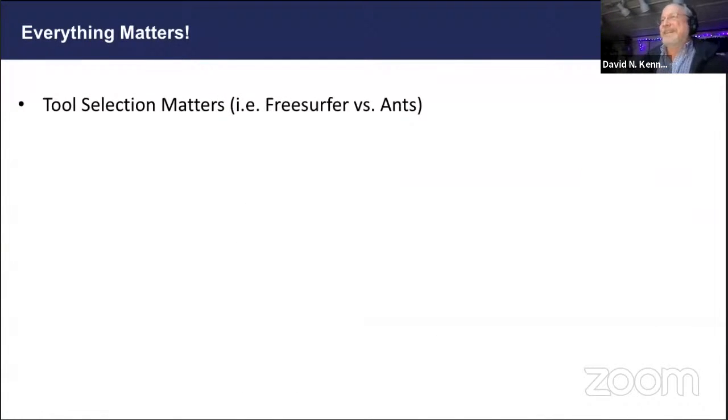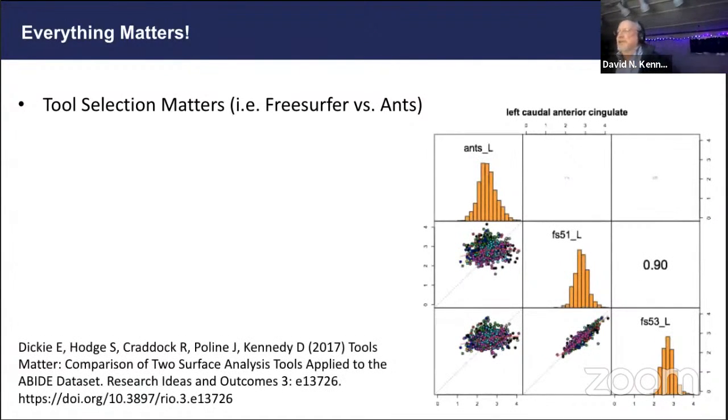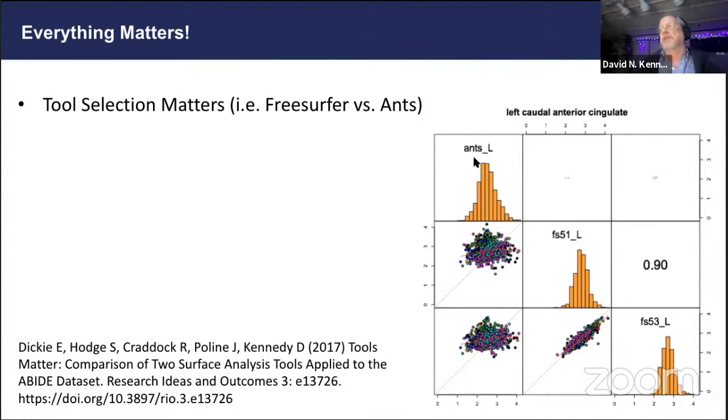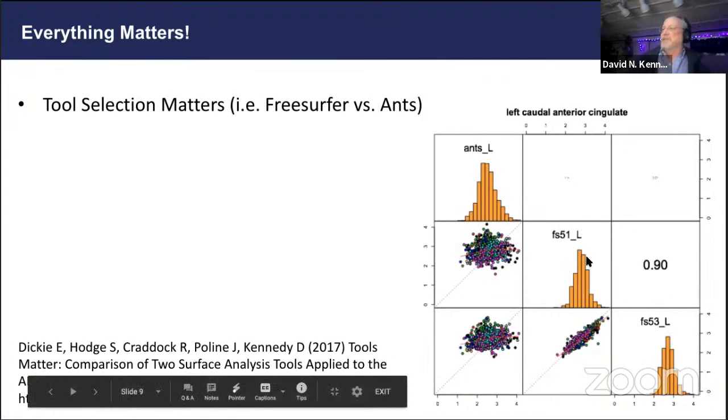So the next in line in the everything matters rant is that what tool you select matters. On the one hand, we might be looking at the volume of a cortical region, the left caudal anterior cingulate. In this case, we're looking at two different tools, one called ANTS and one called FreeSurfer, both of which make a measure of the left anterior cingulate volume. And we have two versions of FreeSurfer, version 5.1 and 5.3, and one version of this ANTS software. So the good news is, FreeSurfer between versions has a very tight correlation.